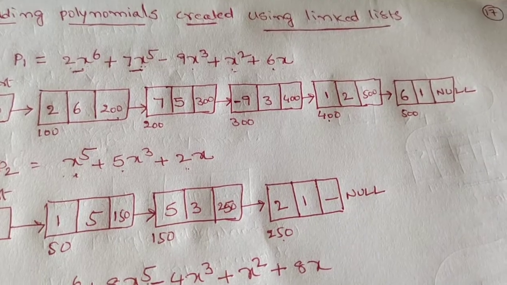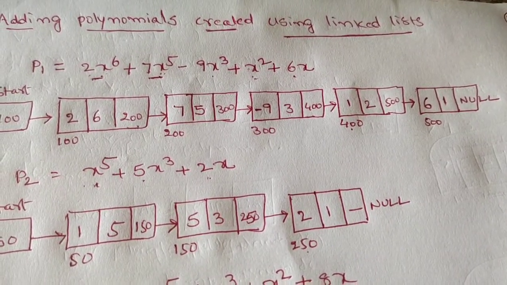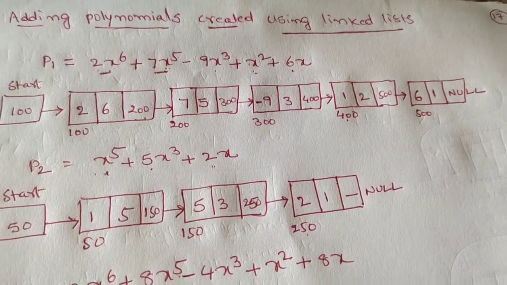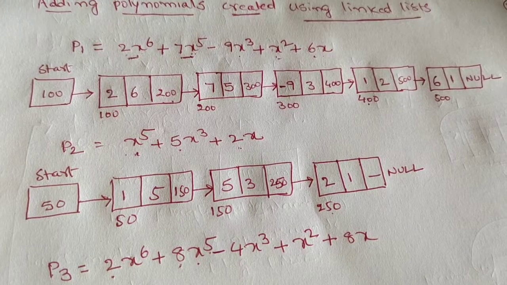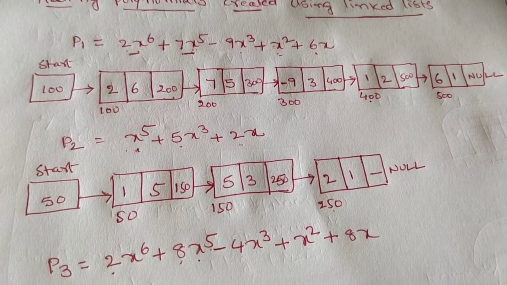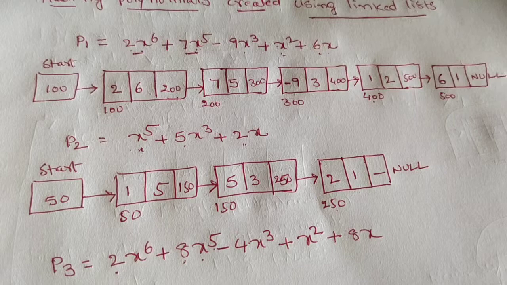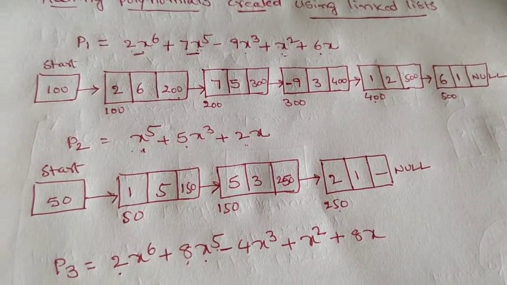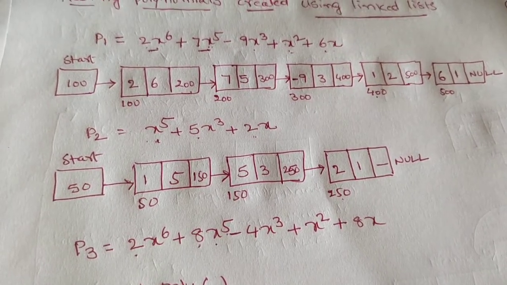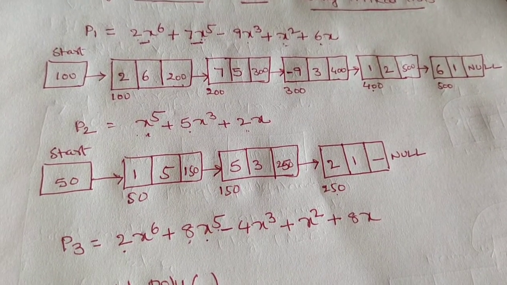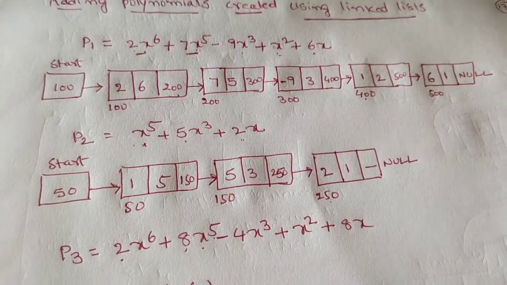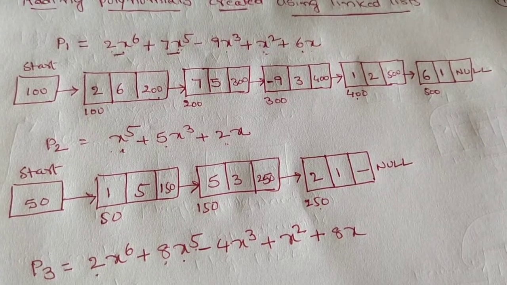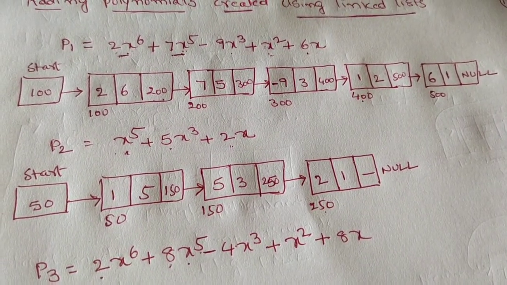So here let us consider in P1 the first term is 2x to the power of 6. We look into whether there is any x to the power of 6 term in the second polynomial. Here we observe that the x to the power of 6 term is not there, hence 2x to the power of 6 is the highest exponent term. Then we add 2x to the power of 6 to the resultant polynomial P3, and we move one step forward in the first polynomial because the processing of 2x to the power of 6 is over.